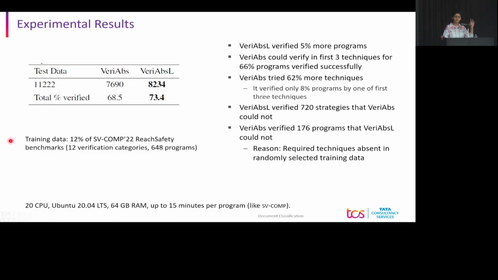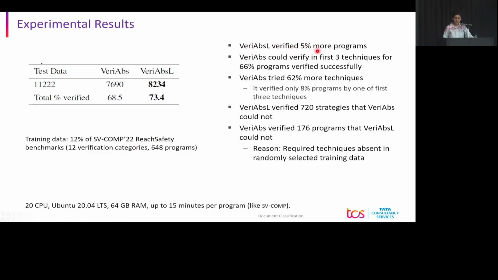We picked 1% of programs from every subcategory, since SVCOM has a variety of programs divided into subcategories. So we picked 12% in total because there were 12 subcategories in SVCOM 22. And we tested on programs from SV24. The number of programs is 648. We ran it for up to 15 minutes, just like SVCOM, with 64 GB RAM and 20 CPUs in a cloud.